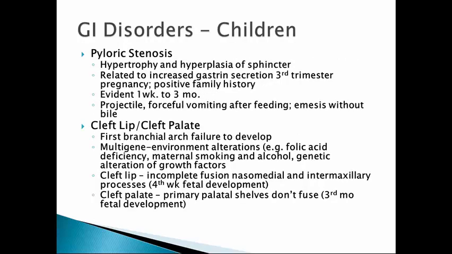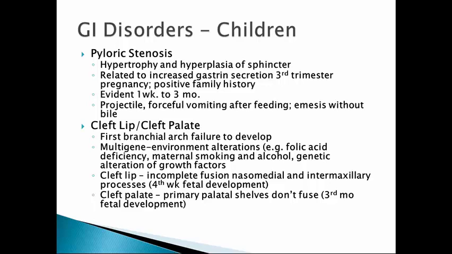Let's start with looking at kids. Not terribly common, but one of the disorders that occurs in children more commonly than in adults is pyloric stenosis. Now, pyloric stenosis can be both congenital and acquired, but the vast majority is congenital. In pyloric stenosis, this is actually hypertrophy and hyperplasia of the pyloric sphincter. And remember that pyloric sphincter is that area where the stomach empties into the pylorus, which is the first part of the small intestine.